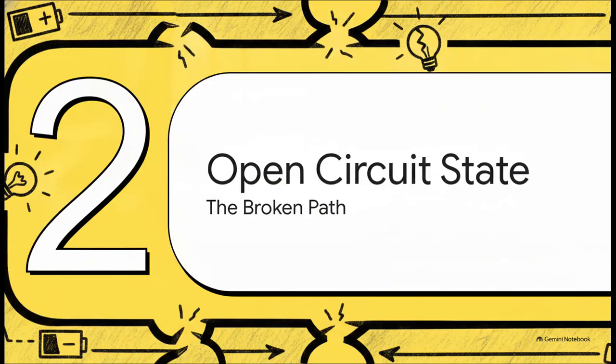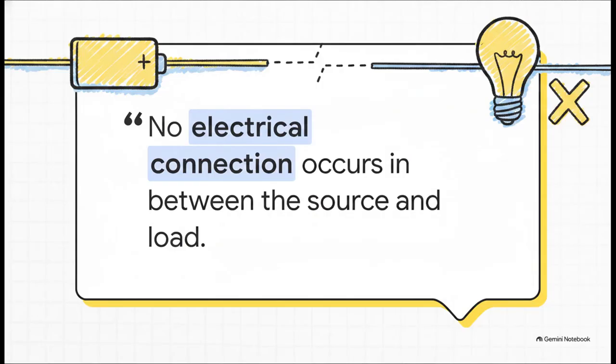Section 2. The open circuit state. The broken path. So what happens when things break down? The absolute golden rule of an open circuit is this. There is no electrical connection occurring between the power source and the load. And by load, I just mean whatever device you're trying to power up. Because the path is incomplete, the electric current absolutely cannot flow from the active energy source to your connected components. The bridge is, quite simply, out.